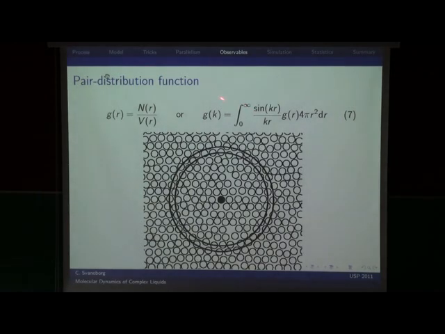In the pair distance distribution function, if I have a liquid, I can pick a bead and I can count inside a certain spherical shell how many neighboring beads there are inside this shell. This is N of r. But I can also calculate the volume of this shell. This is V of r. And if I take this ratio, what I get is the pair distribution function. And then you can easily Fourier transform the pair distance distribution function, and what you get is the pair distribution function in Fourier space. And this can actually be directly measured in scattering experiments. So this is a nice thing to measure.